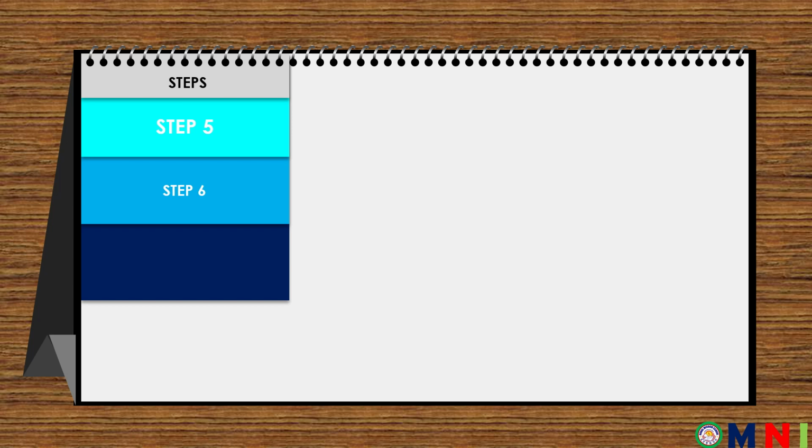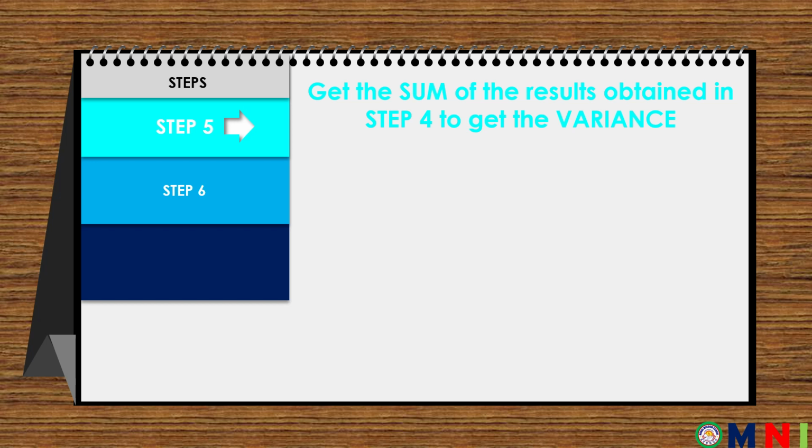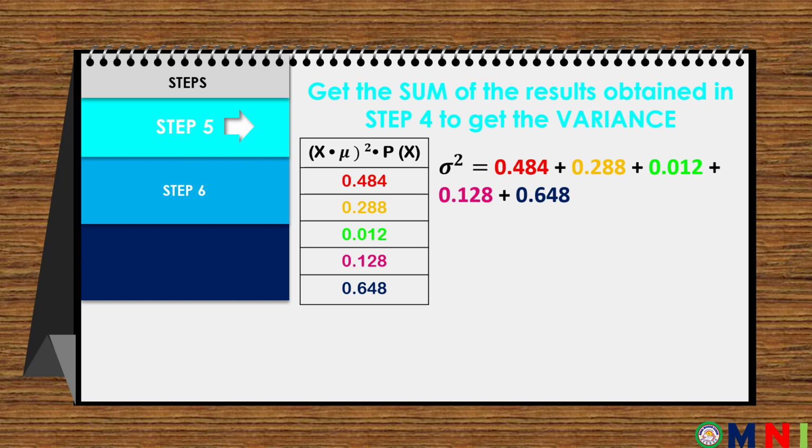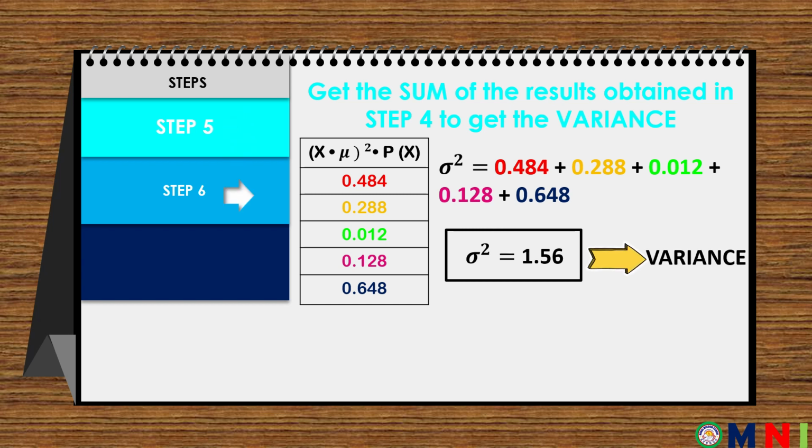And in step 5, we need to get the sum of the results obtained in step 4. The result is the value of the variance. So the variance is equal to 0.484 plus 0.288 plus 0.012 plus 0.128 plus 0.648. Adding them together, that would give us an answer of 1.56. And this is our variance.